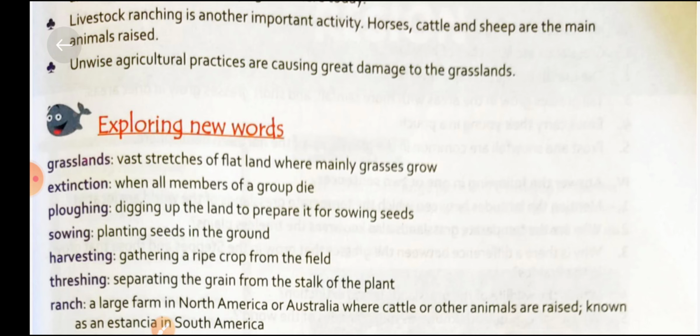Harvesting means when we separate the grain from the crops; that is called harvesting. Threshing: separating the grain from the stalk of the plant.